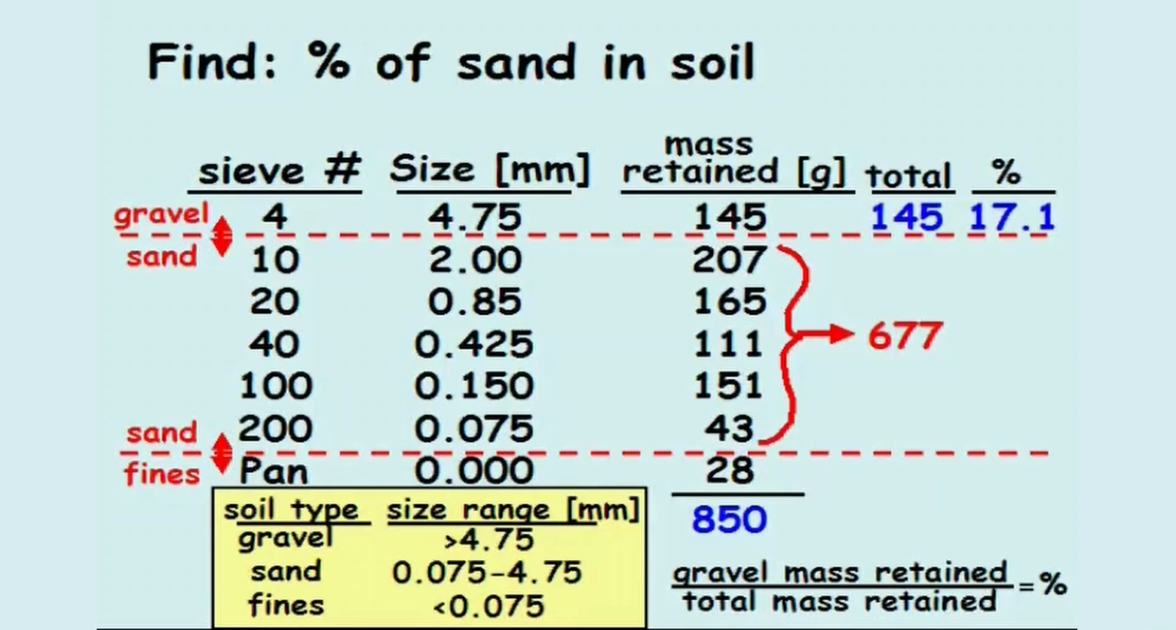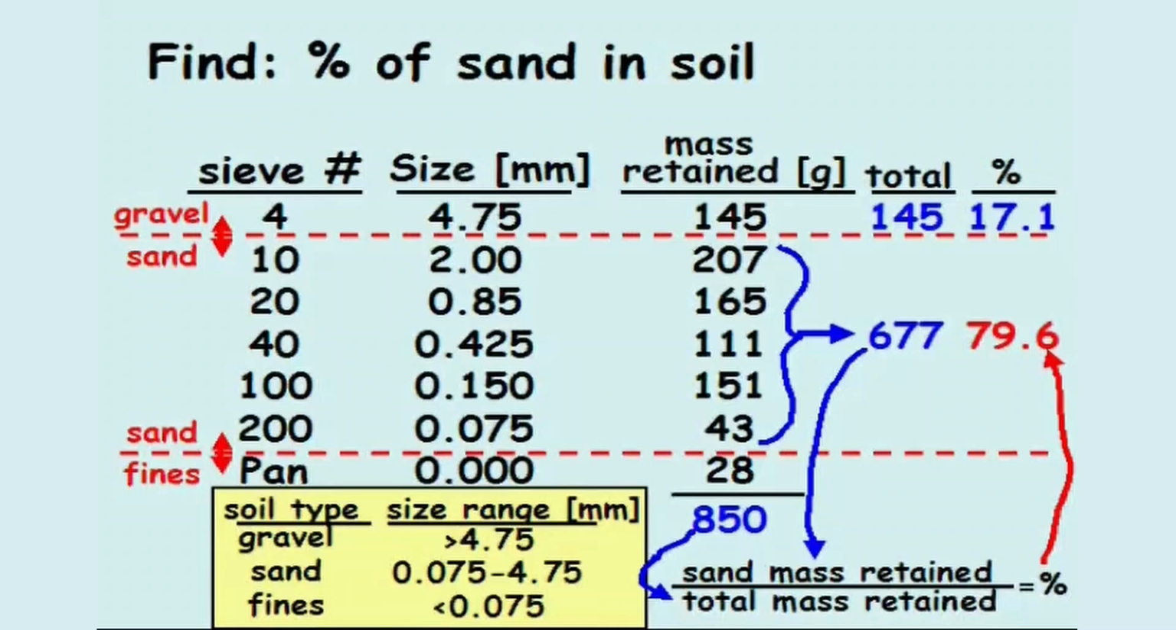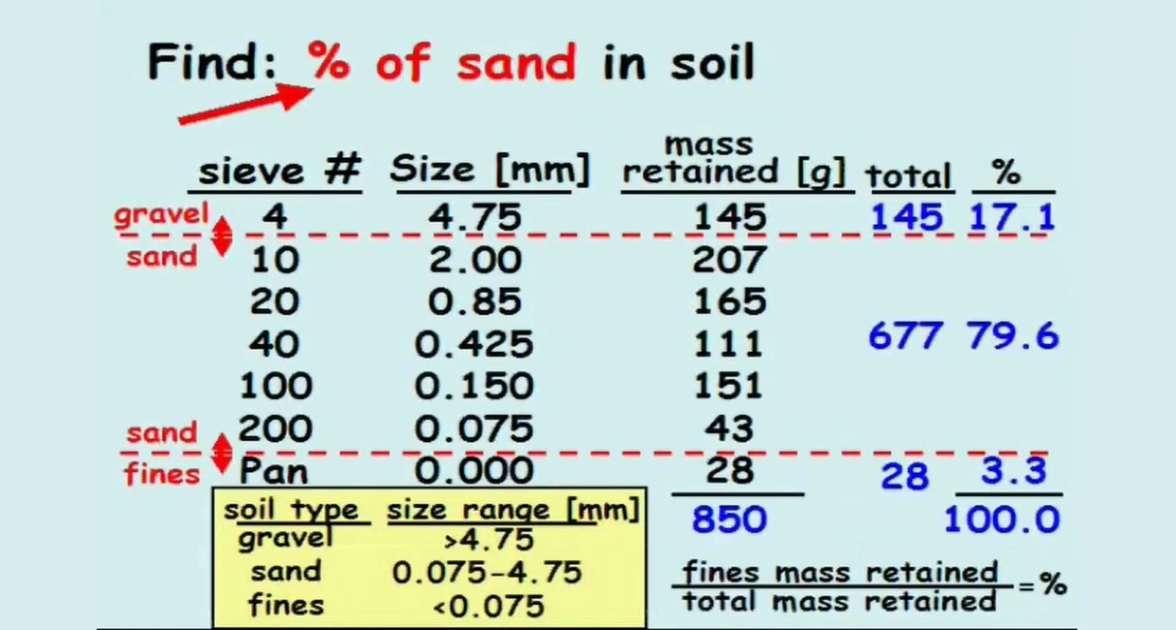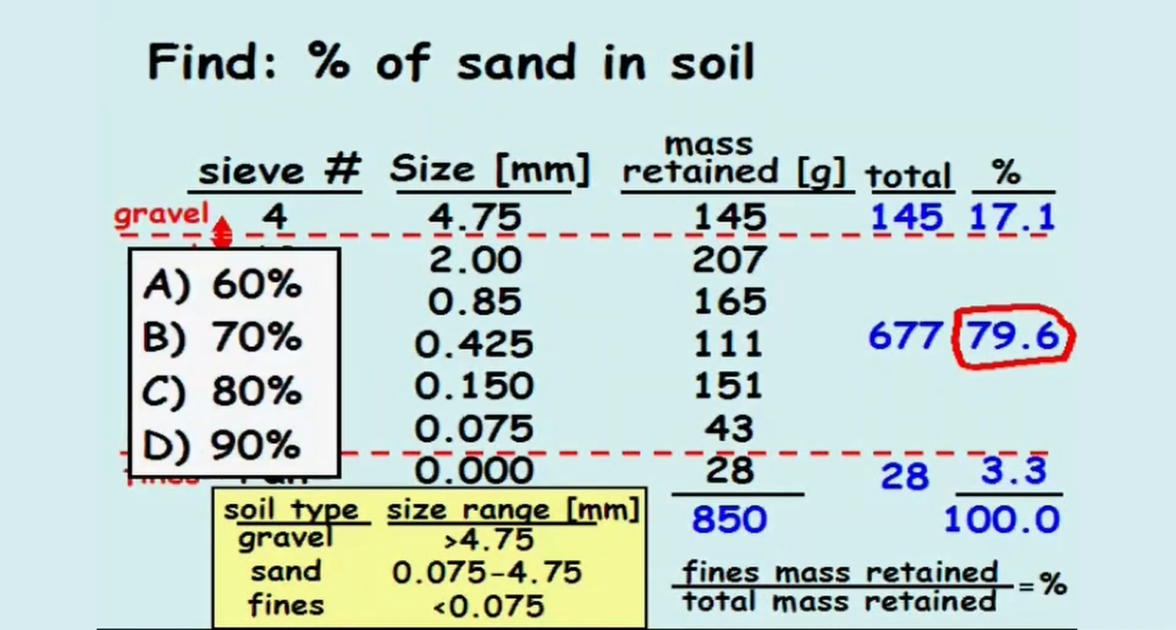677 grams of the sample is sand. This computes to 79.6% of the entire sample. And lastly, 28 grams of fine grain material results in 3.3% of the entire sample. Since we're looking for the percentage of sand in the soil, we note the percentage is most nearly 79.6%. Upon reviewing the possible solutions, the answer is C.